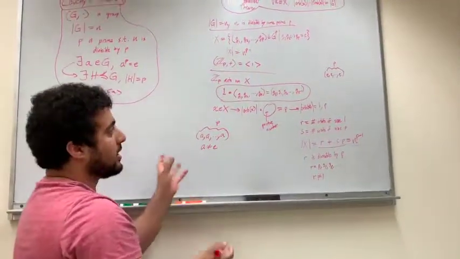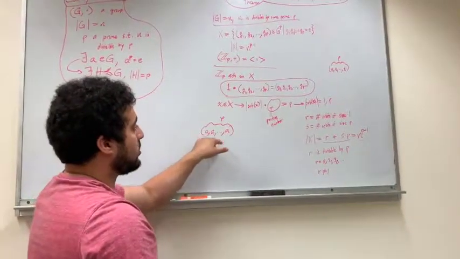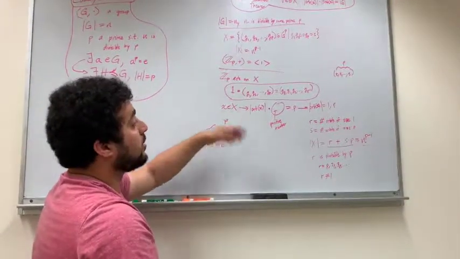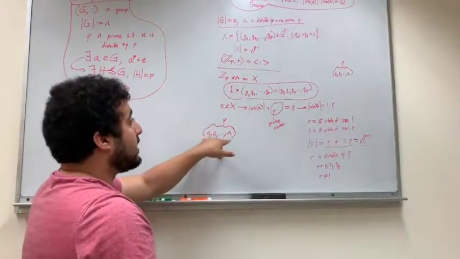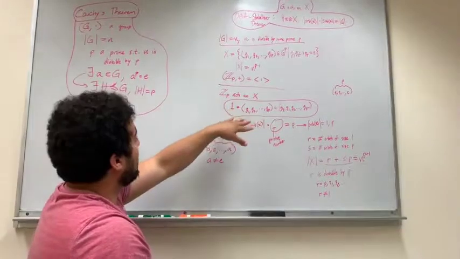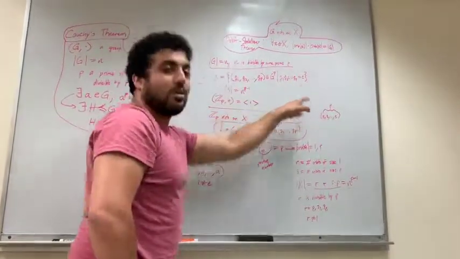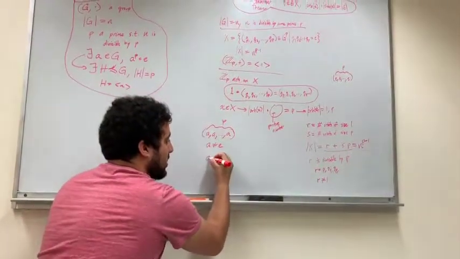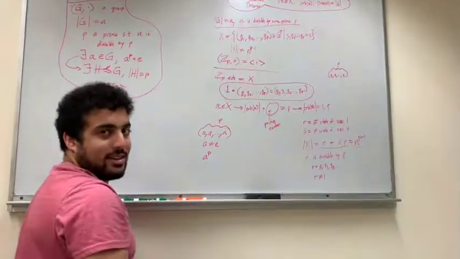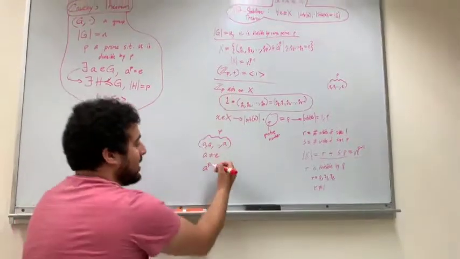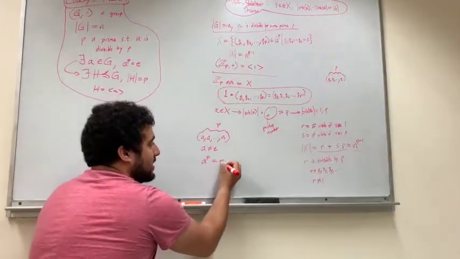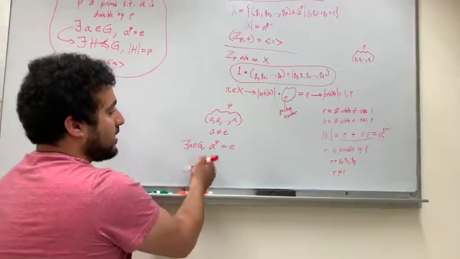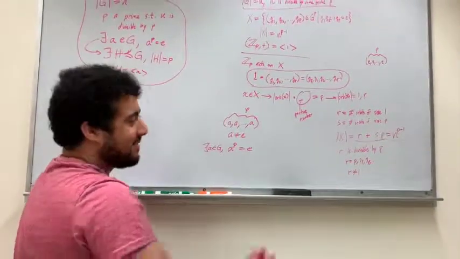We can choose at least one other element A such that this tuple is an element of X. And using our constraint up here, we know that A times A times A, etc., P times, in other words A to the P, has to be the identity. In other words, there exists an element A of G such that A to the P is the identity. And that's really cool.